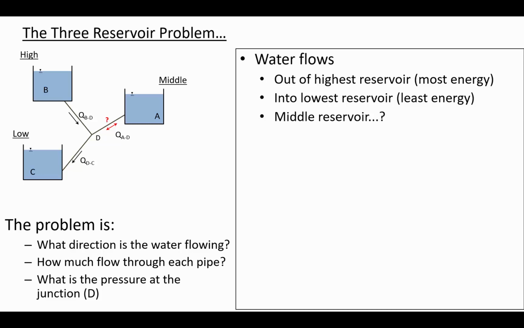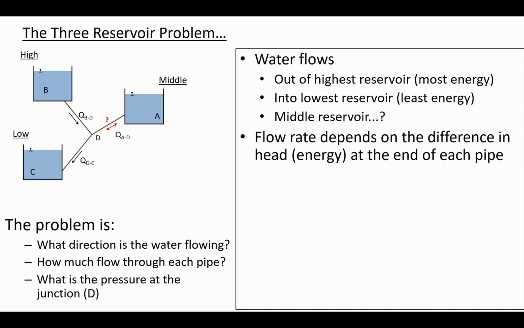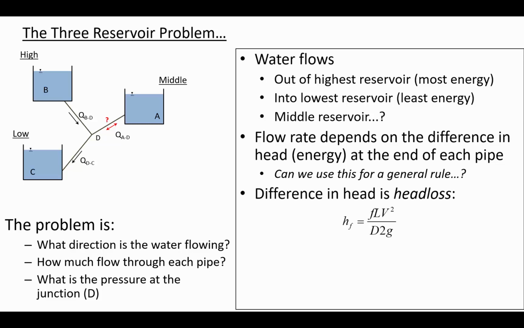But if you've got a really high pressure at D, and depending on its elevation head as well, you look at the total amount of energy at D, and if there's more head at D than there is at A, then the flow will go from D towards A. So the flow rate depends on the difference in energy through each end of the pipe. So we're going to use that as a general rule that if the head is higher at one end, then the water flows from that end towards the other.